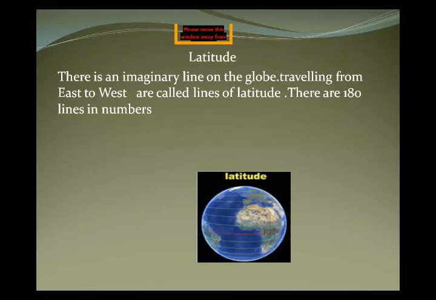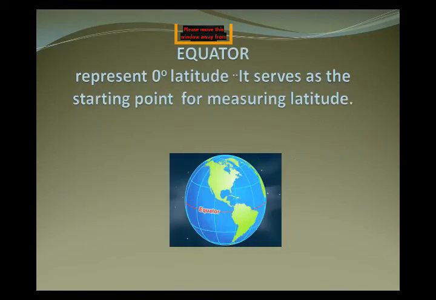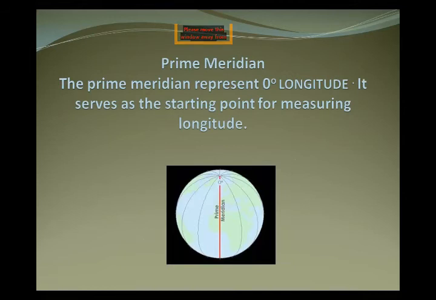Now, the next topic is prime meridian. The prime meridian represents the 0 degree. It serves as the starting point of measuring longitude. As we have discussed, the prime meridian and equator. What about the equator? The equator serves as the starting point for measuring latitude. We have already discussed all the things.